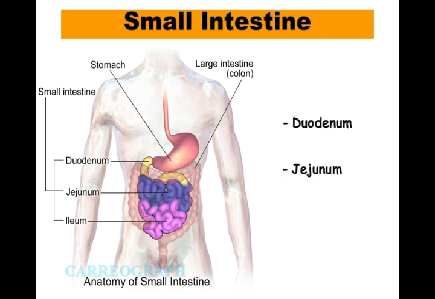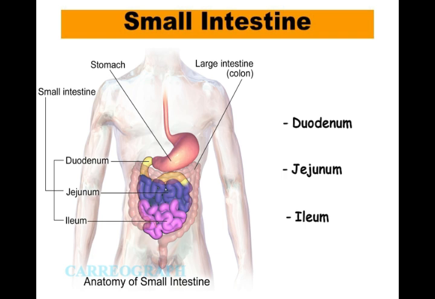After the duodenum, we have the jejunum. Jejunum is the middle part and is mainly responsible for absorption. Then we have the ileum. It is the lower portion of the small intestine which joins the cecum of the large intestine and has a valve called the ileocecal valve.